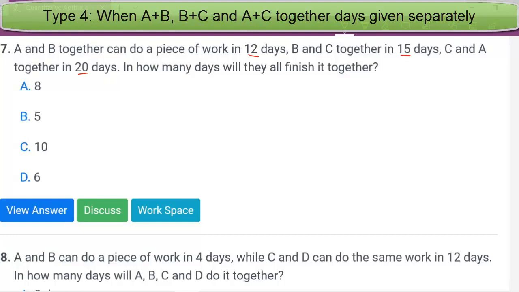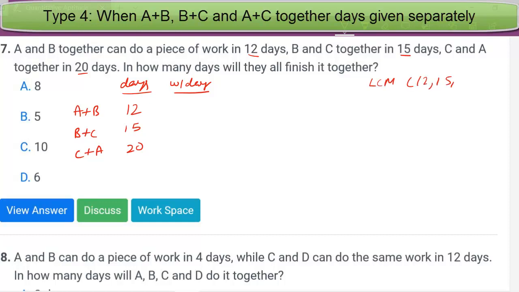So again we will approach in the same way. A plus B can complete it in 12 days. So here I am writing days, and then B plus C in 15 days, and C plus A in 20 days. So then we have to find out work per day. Actually, work per day is also efficiency, right? So the total work is the LCM of 12, 15, 20. We are doing this in order to reduce the calculation, right? So that comes out to be 60.